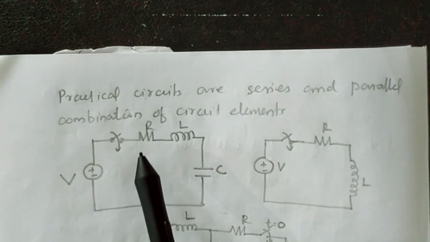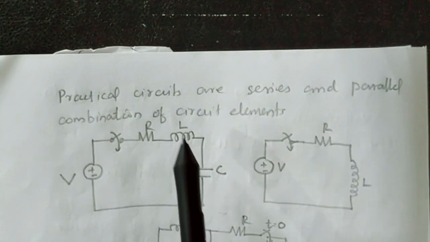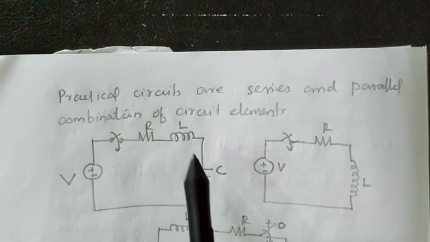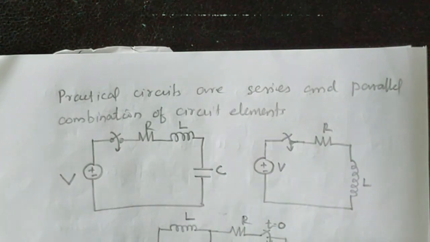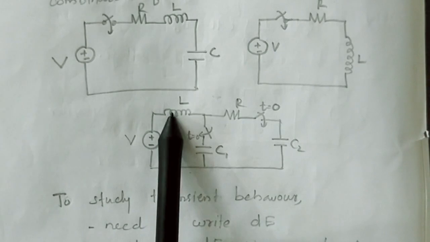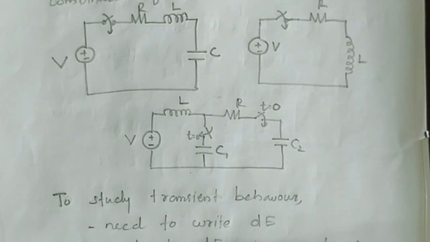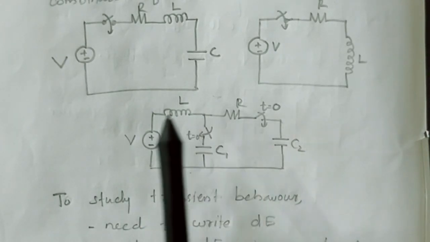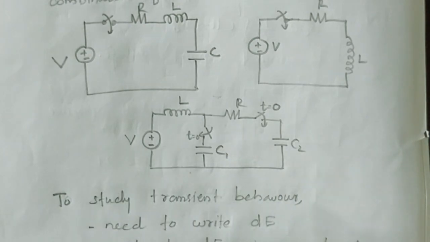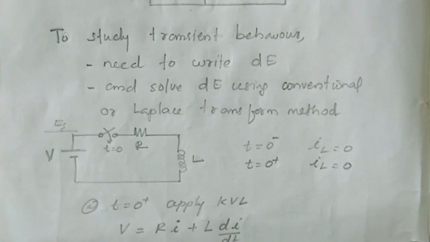In this case, the order of the differential equation is 2. Why? Because we have 2 energy storage elements. In this case, 1, 2, 3 energy storage elements are there. Therefore, the order of this network is 3. So while solving the transient behavior of a particular network, we need to write the differential equation governing the system first. So let's consider this circuit for that.